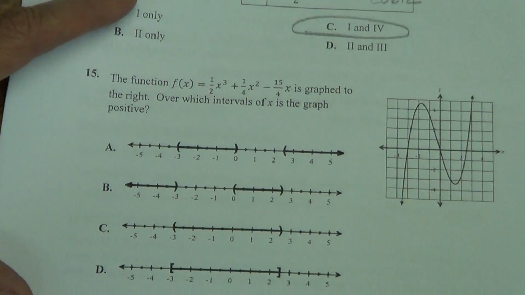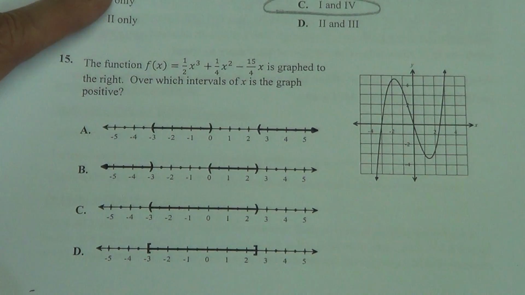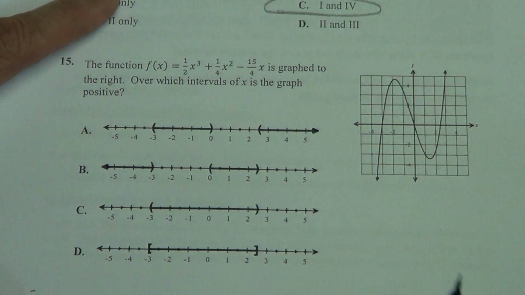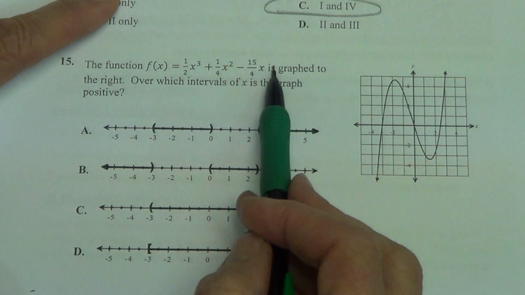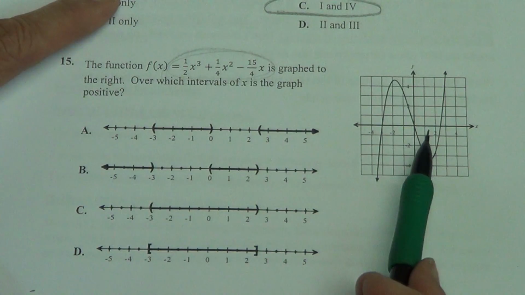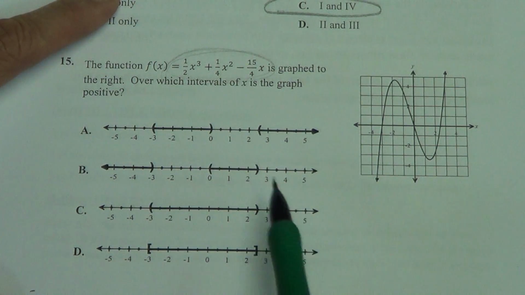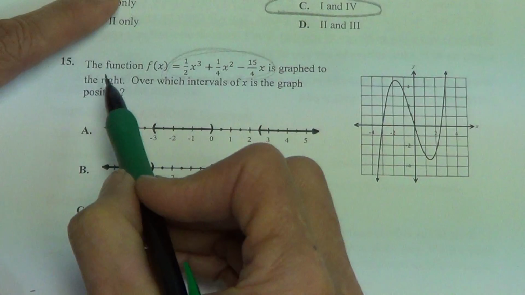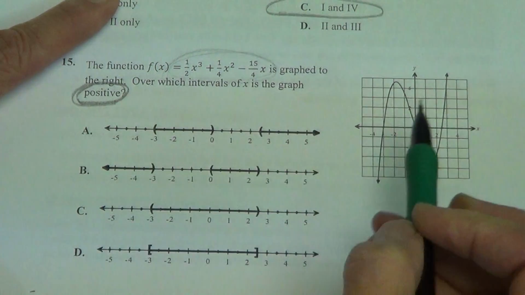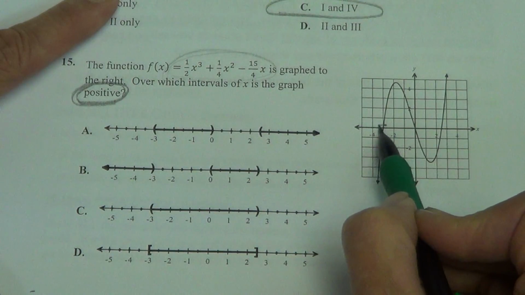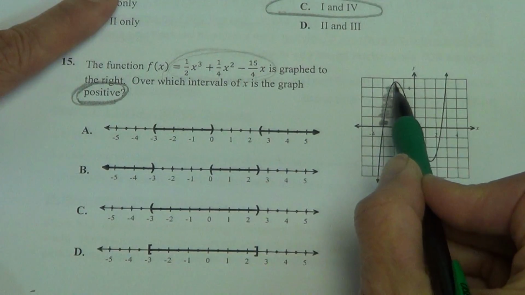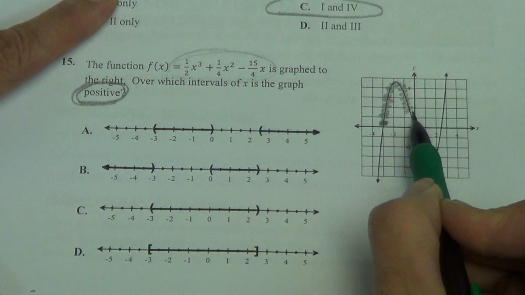Next one, I love this graph. I just love this assignment. I'm pretty sure that you'll see something similar because it's showing you a function that looks extremely overwhelming probably to you, and that is graphed. You don't need to do anything with that. It just says over which intervals is the graph positive. I would highlight the word positive, and then I would come over and I would just bold print whenever this graph is in the positive.